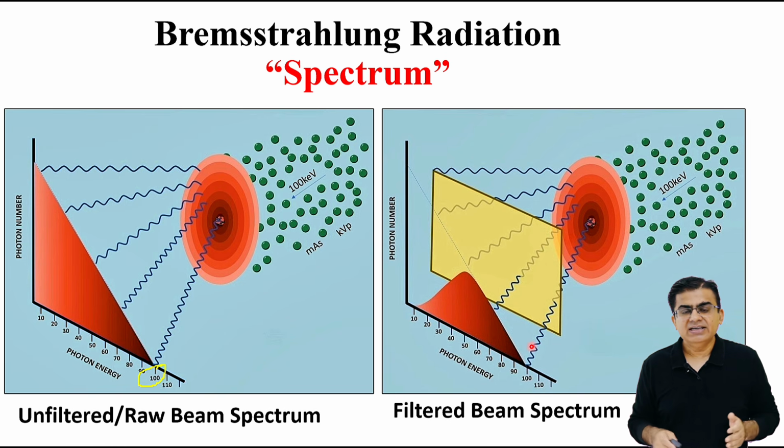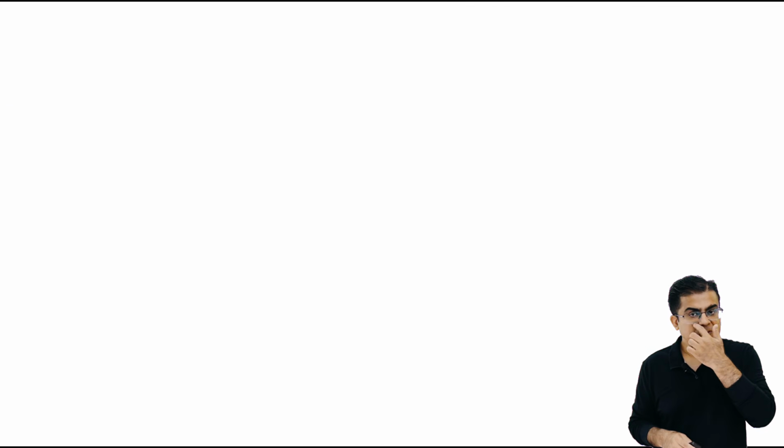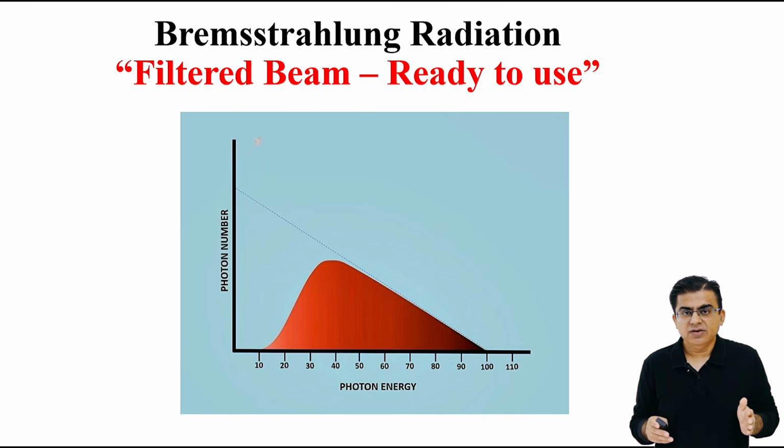Let us look at the final results of this filtration process. Please take a screenshot of this image and study it carefully to understand how a raw, unfiltered X-ray beam is converted to a filtered, clinically usable X-ray beam. This specific curve represents the actual filtered Bremsstrahlung X-ray radiation beam that is ready for you to use on your patient for either imaging in the radiology department or for treatment in the radiation oncology department.